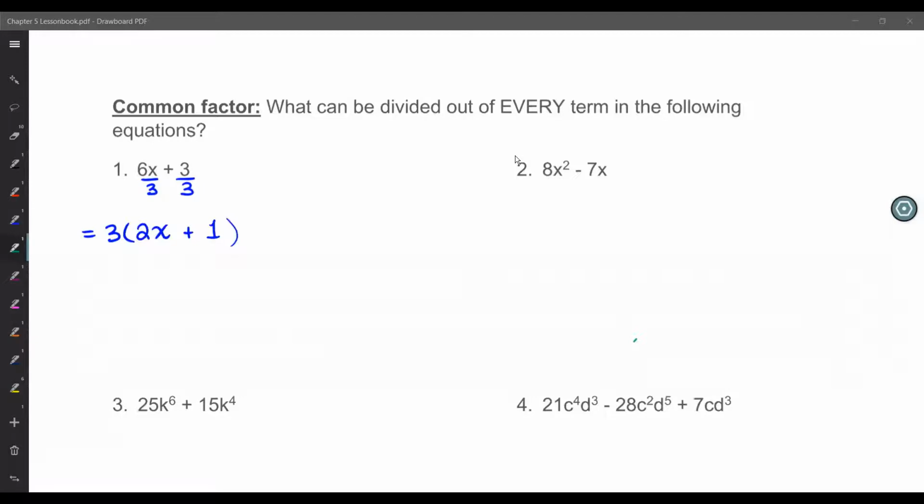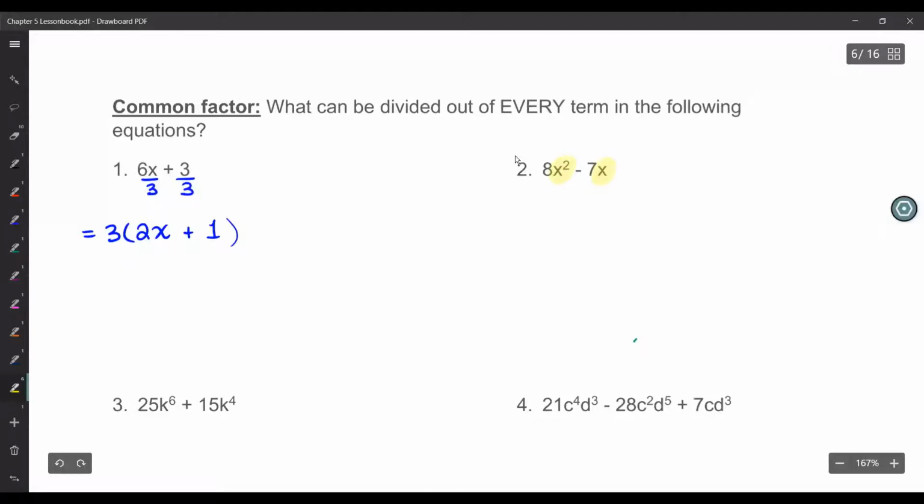Okay, so for number 2, for all of these, we have to look at the variable and the coefficient part. Just as a reminder, the coefficient is the number in front of your variable. If we look at 8 and negative 7, these don't really have anything that divides evenly into both of them other than 1. We don't usually take out common factors of 1 because the equation would just remain the same. But these both do share something common as far as the variable.